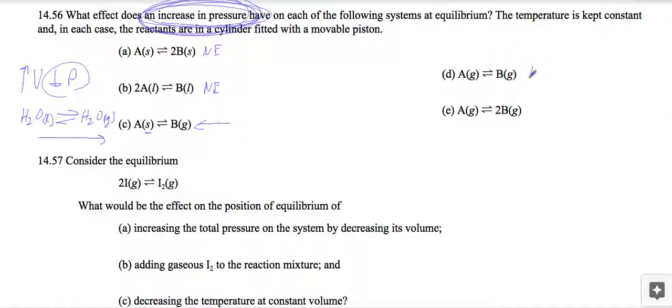This one here, we have no effect again because we have the same amount of gas molecules on both sides. On this one here, it's going to go towards the left. Again, an increase of pressure will go to the side with fewer gas molecules; decrease of pressure, more gas molecules. Less gas molecules because the coefficient there is 1 mole to 2 mole. All right.